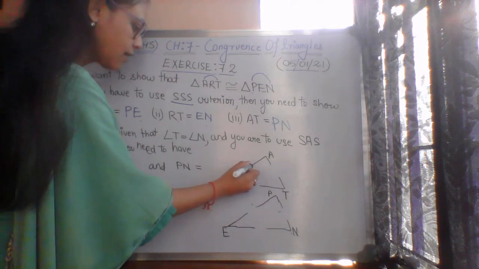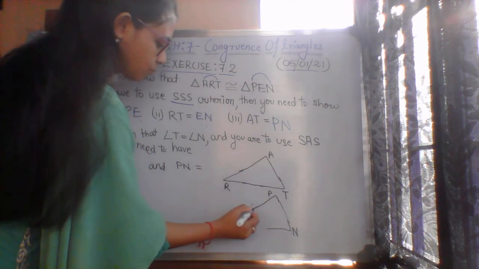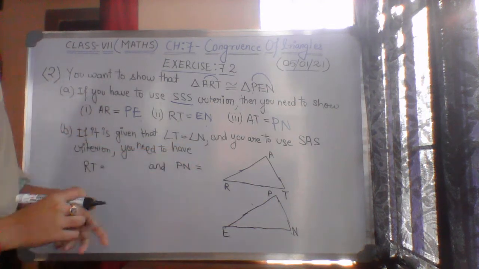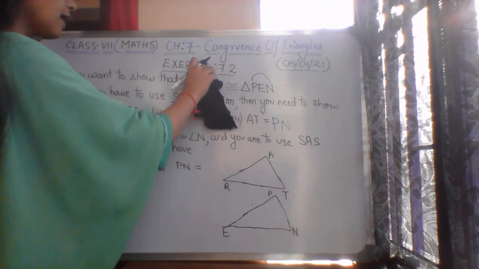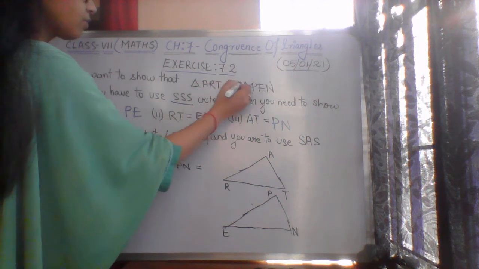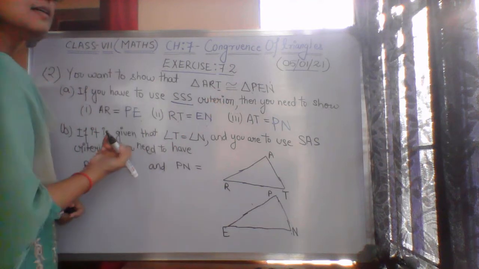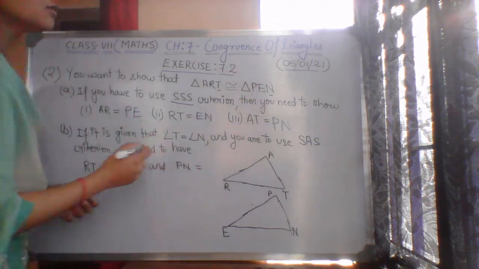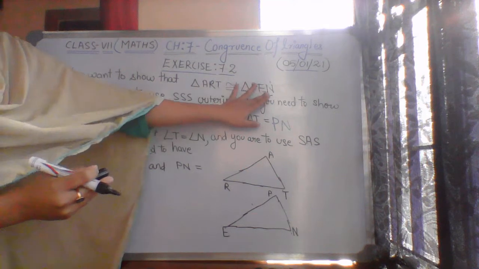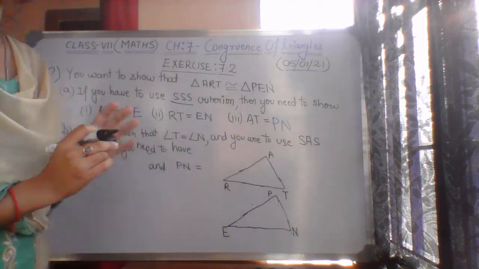In this first question, we applied the SSS criteria. What is the next question telling? Which criteria to use? It is given that angle T equals angle N. You can easily see angle T is the third letter, so here also you take the third letter. So angle T equals angle N, which you can already see from the congruency. And you are to use the SAS criteria.